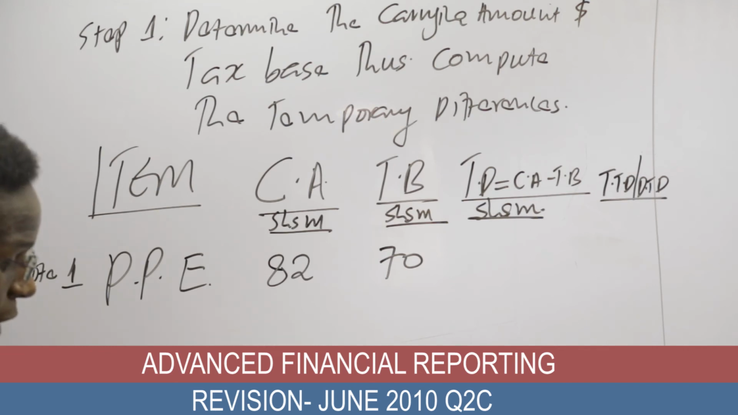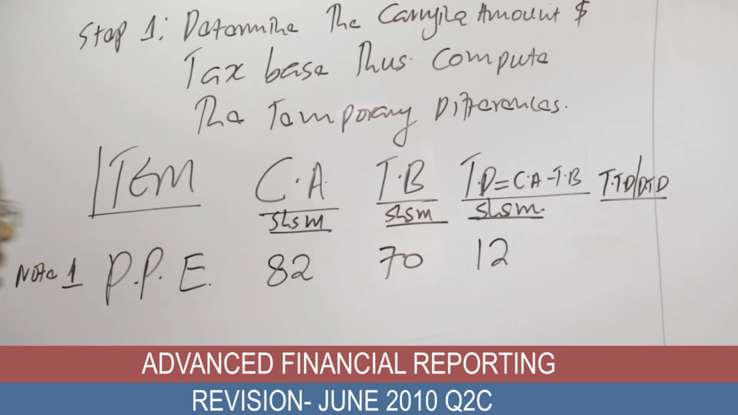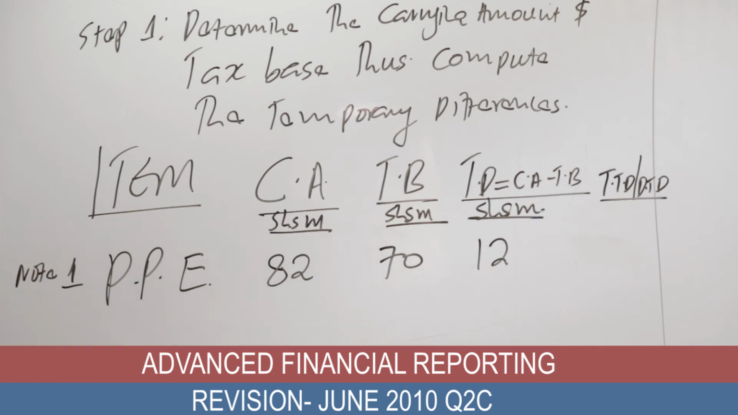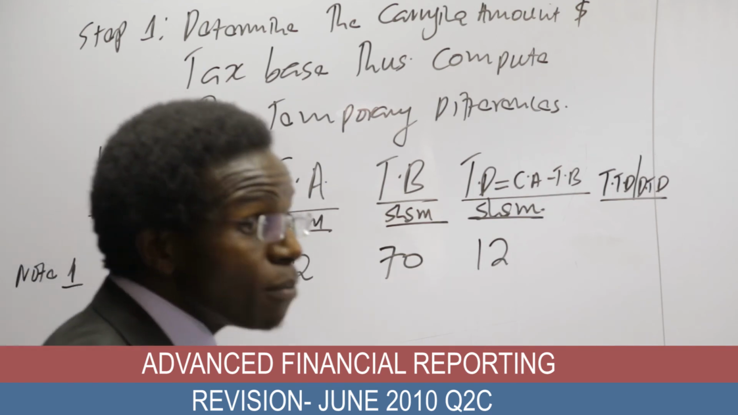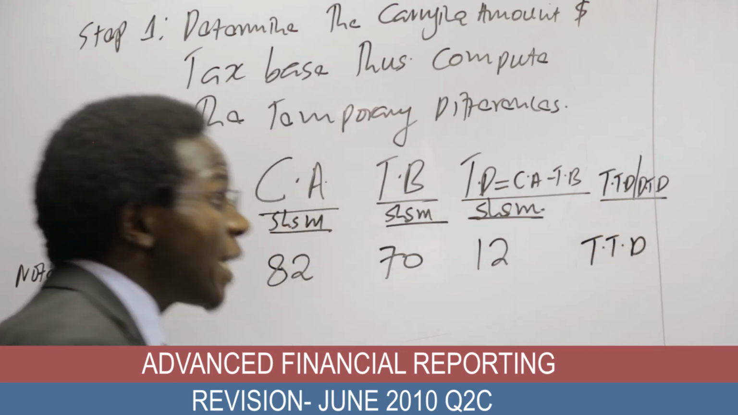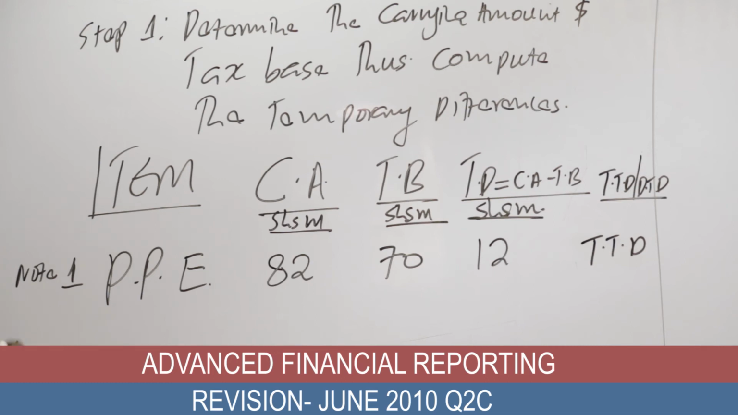Now, the temporal difference in that case, friends, will be 12 million. Since the carrying amount is 82 million, the tax base is 70 million, it means there's an excess of 12 million, which will result in more economic benefits for tax purposes in the future. So this 12 million is simply a taxable temporal difference, and it will give rise to deferred tax liability.